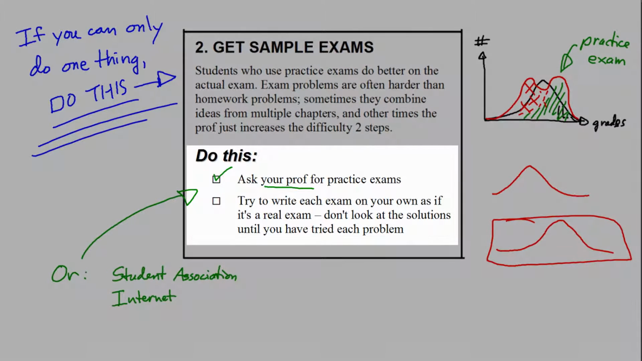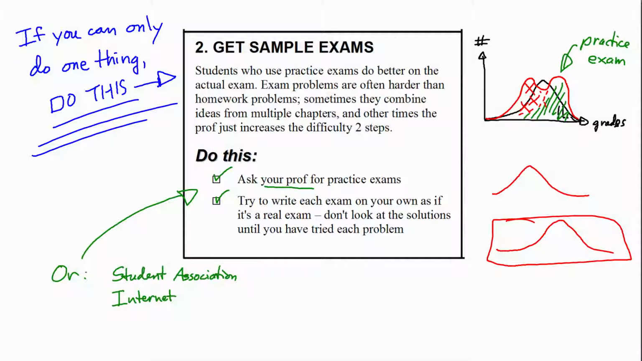The next thing to do is to try to write each exam on your own as if it's a real exam. Give yourself a fake exam. Don't look at the solutions. Pretend it's real, so don't look at the solutions until you have tried each problem. What I highly suggest is that you get a timer. And maybe it's a 2-hour exam or a 3-hour exam, whatever. Block off that time, write the exam, then check the solutions.